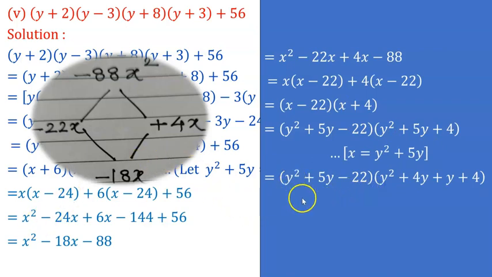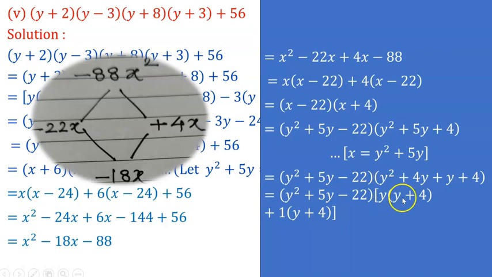Okay. Now next, we cannot factorize y² + 5y - 22. But we can factorize y² + 5y + 4. The product of the first and last term is 4y². Now find the two numbers whose sum is 5y and product is 4y². The required numbers are 4y and y. Therefore 5y is replaced by 4y + y. Take y as common, and from the other two take 1 as common.